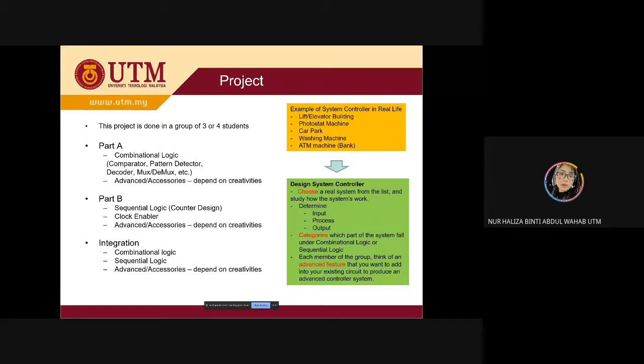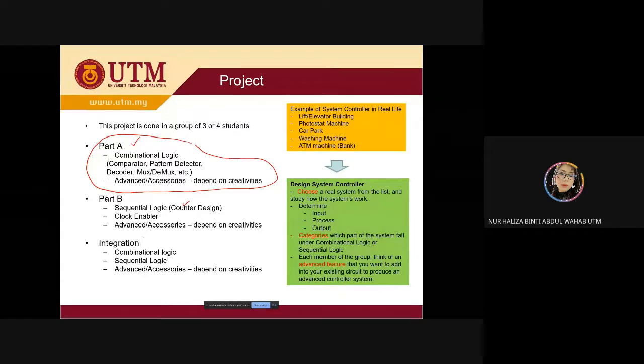Part A, you can start now, because you already did the combinational logic. For part B and integration, of course, you need to learn from your module 7 and module 8. Later on, you're going to meet the counter and the clock, the flip-flop, etc. So this one you can do later, but you cannot wait until you finish all the modules. You need to start now.